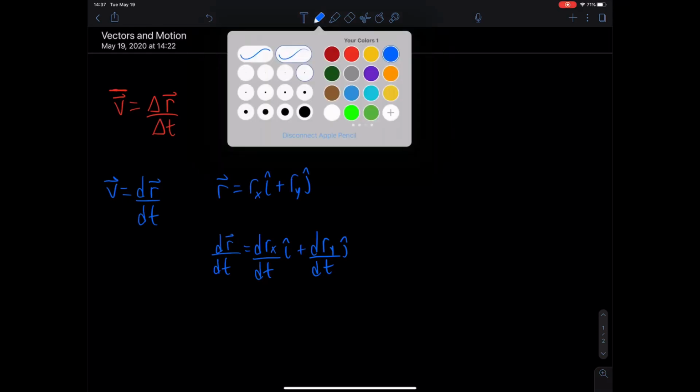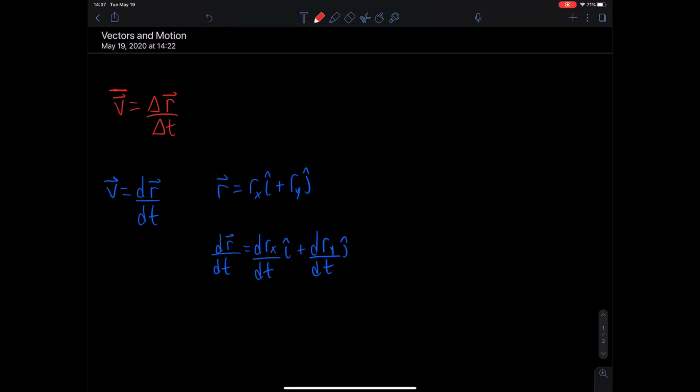And then the analogs with acceleration. The average acceleration, we defined as the change in velocity over the change in time. Similarly, now we're not moving in only one dimension, so we want the average acceleration vector. It's going to be the change in the velocity vector divided by the change in time.